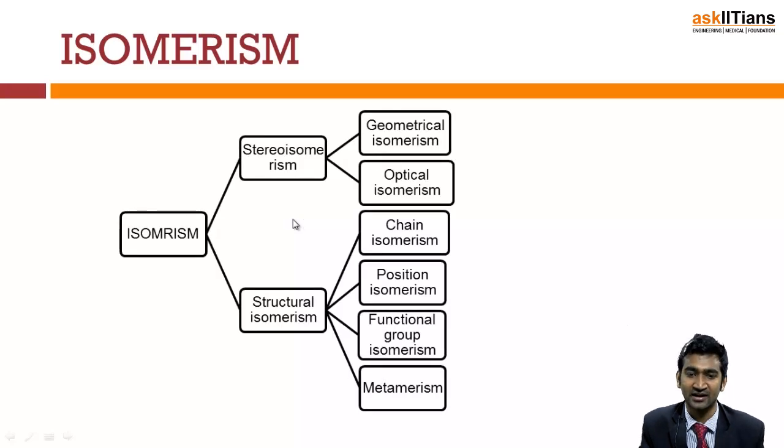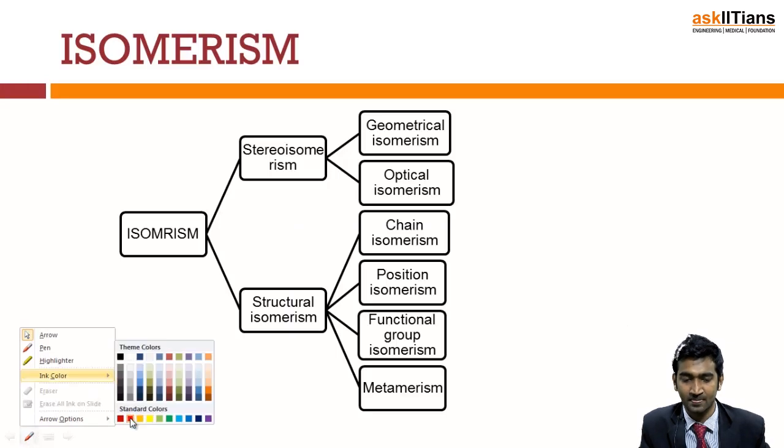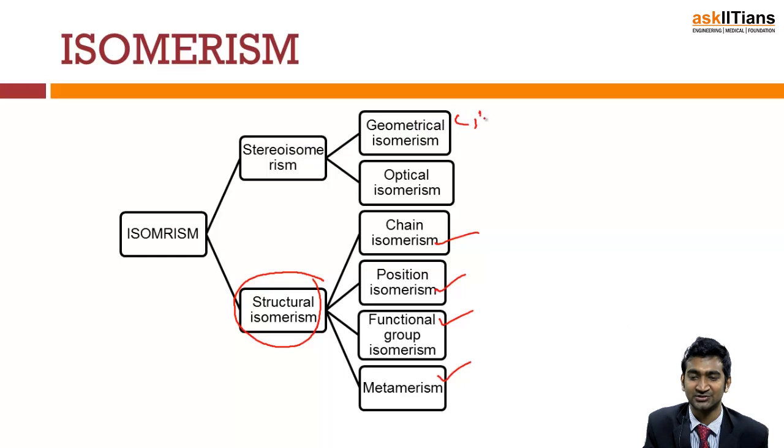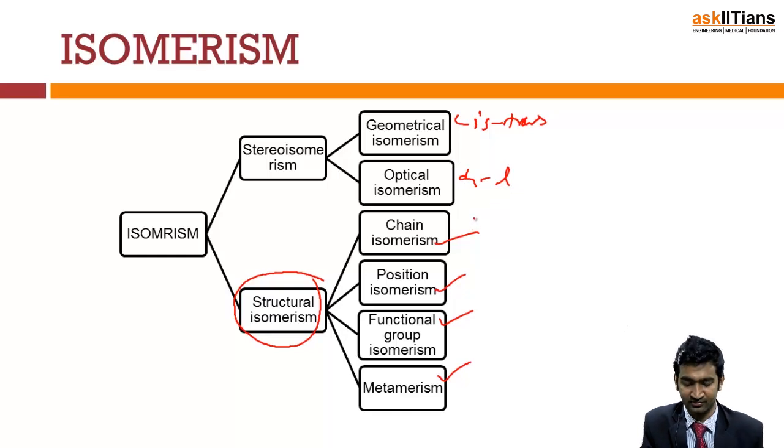And this isomerism thing exists in two ways. Either it can be structural or the stereo one. If I talk about the structural one, then I have chain isomerism, position isomerism, functional isomerism and metamerism. And stereo isomerism means what? You have geometrical, cis trans isomerism, and you have D or L type optical isomerism. We'll see soon.